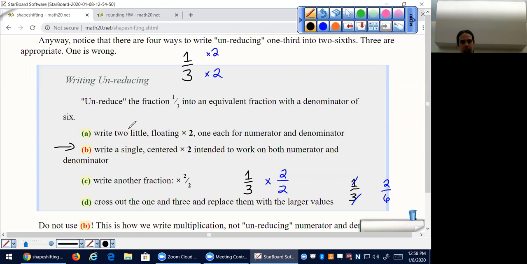If I have my 1/3 and I just put a single times 2 in the middle, then a whole number 2 is really the same as 2/1. So this is going to be 2/3, not 1/6. Does that make sense? So don't do that. Any of the other ways is fine.